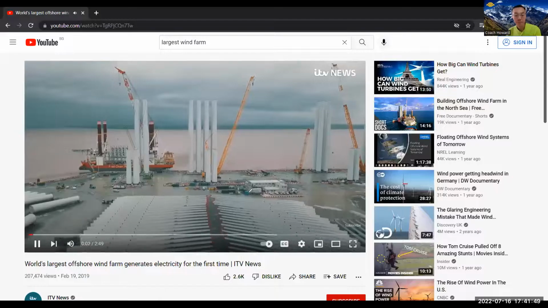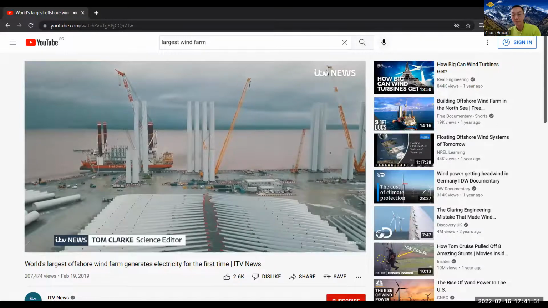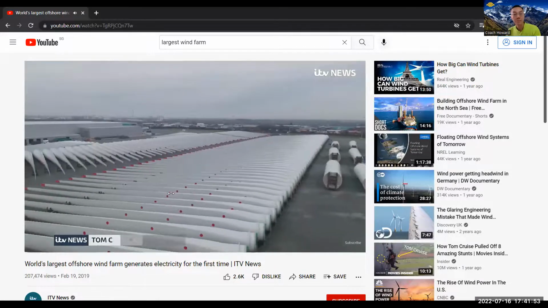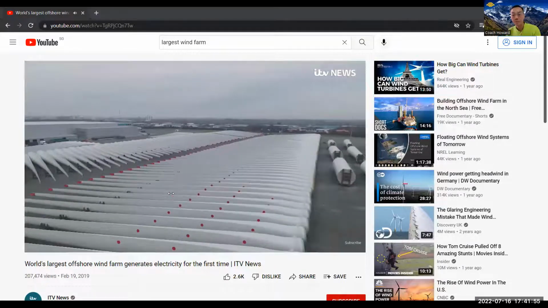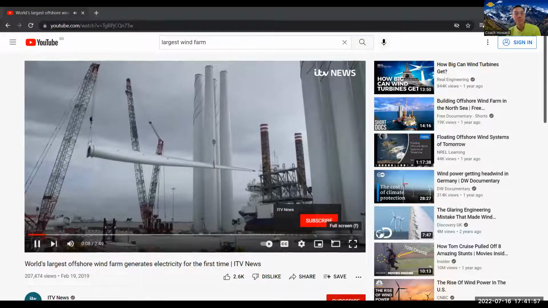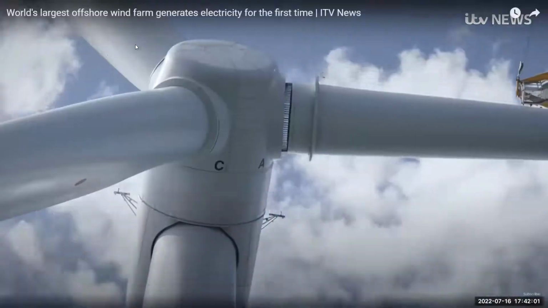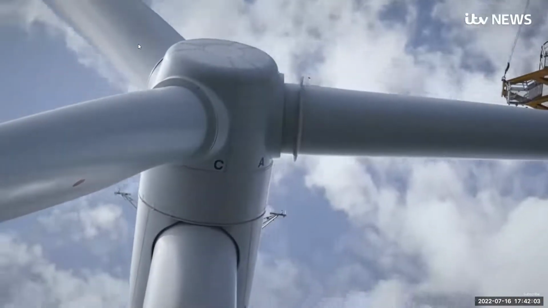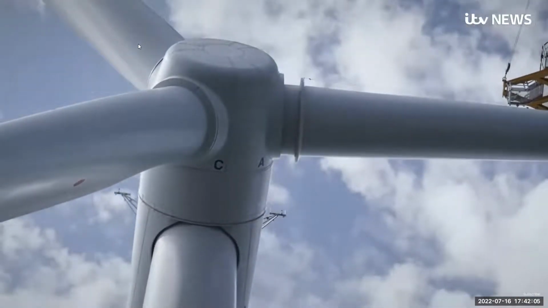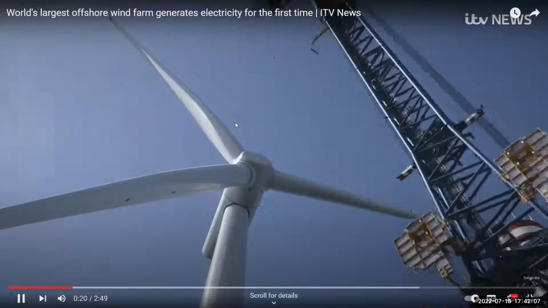Looks like a giant construction set, just waiting to be assembled. Because that's exactly what it is. From this base in Hull, steel towers, fiberglass blades, and all-important turbines are being bolted together 75 miles out to sea to make the world's largest offshore wind farm.